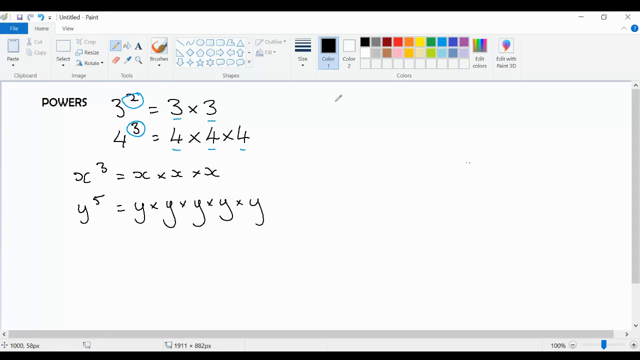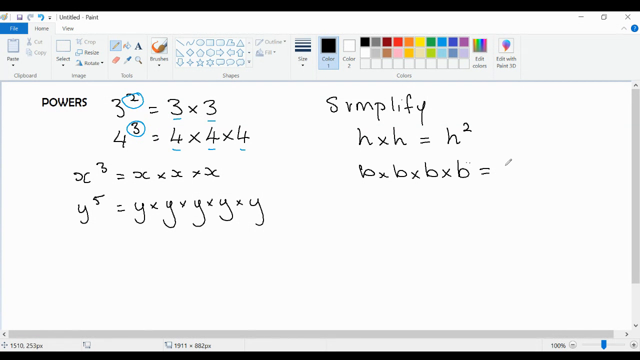Now, in maths, you're often asked to follow the instruction which says simplify. So usually you'll have something that looks like this. If I had h times h, then if I was to simplify it, I would write it as h to the power of 2, because that has sort of less symbols. If I have b times b times b times b, if I was to simplify it, it would be b to the power of 4.